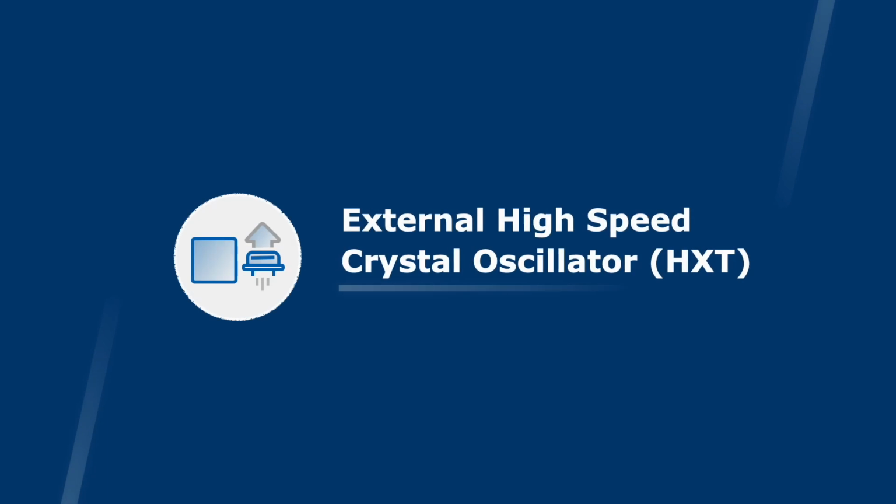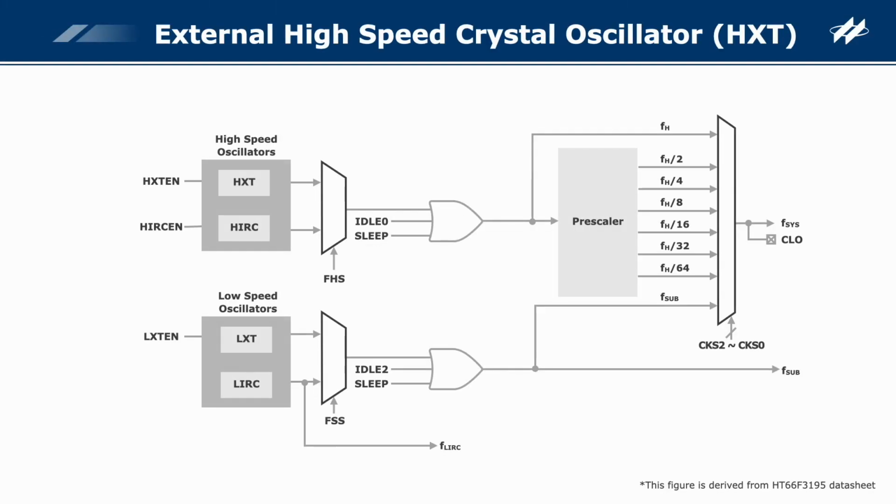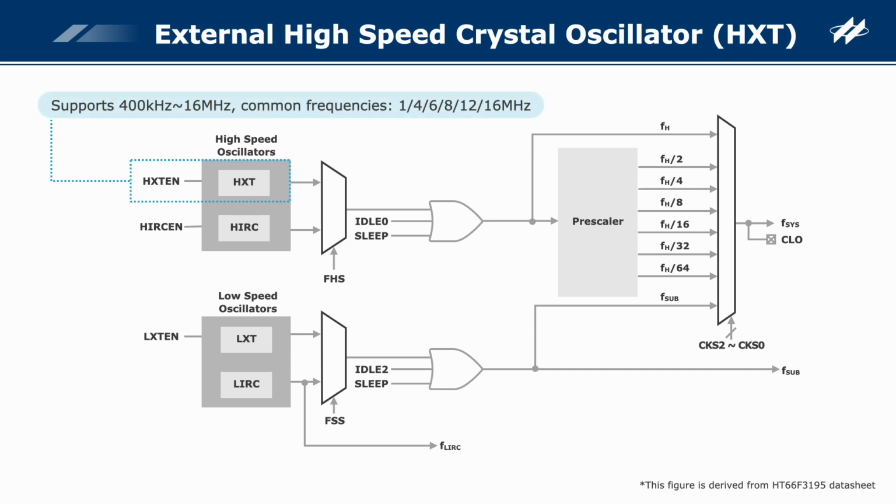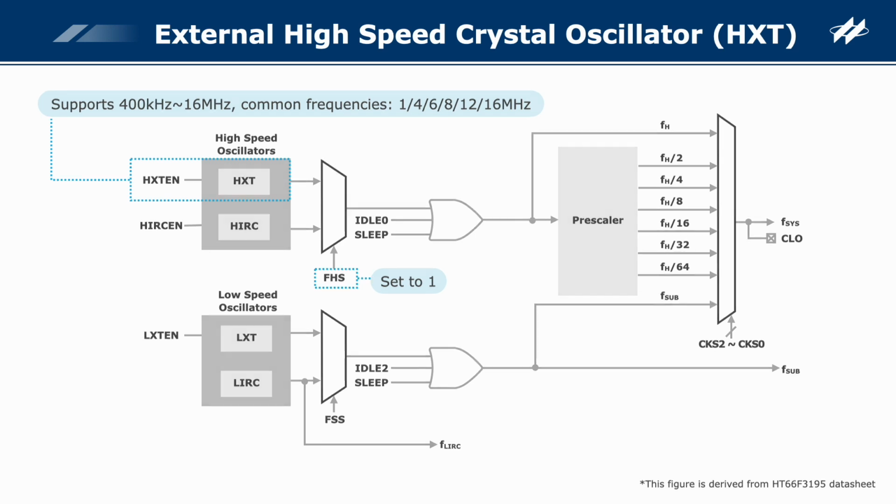External high-speed crystal oscillator. The external high-speed crystal oscillator of the HT8 MCUs supports a frequency range of 400 kHz to 16 MHz, among which 1 MHz, 4 MHz, 6 MHz, 8 MHz, 12 MHz and 16 MHz are commonly used passive crystal oscillator frequencies. When the FHS bit in the SCC register is set to 1, the external high-speed crystal oscillator is used as the high-frequency clock source.